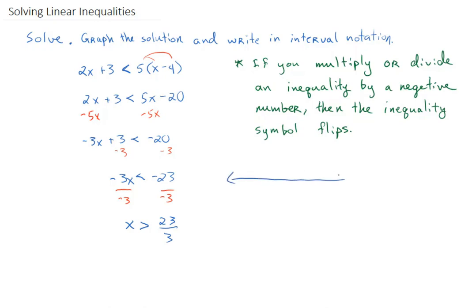So on the graph, I'm going to put a 0, and then 23 thirds is to the right of 0, and then we're going bigger than that, so we're going to shade to the right of that, and in this case it's going to be our ghost point because there's no equal part there. And then for our inequality, we go from 23 thirds to infinity with parentheses on both sides.